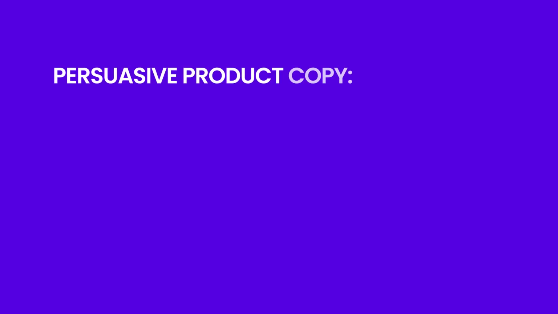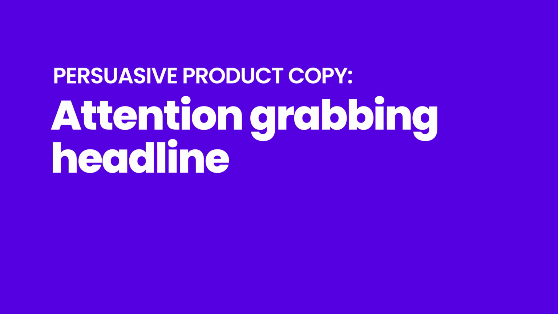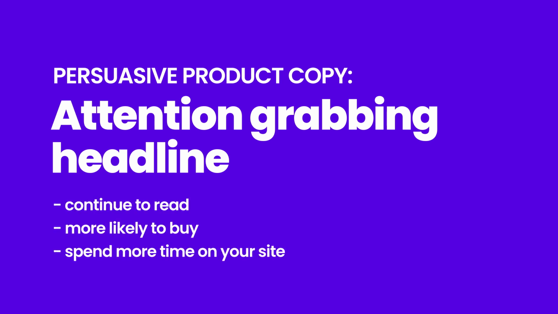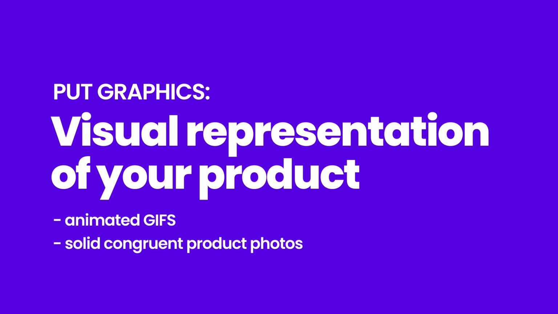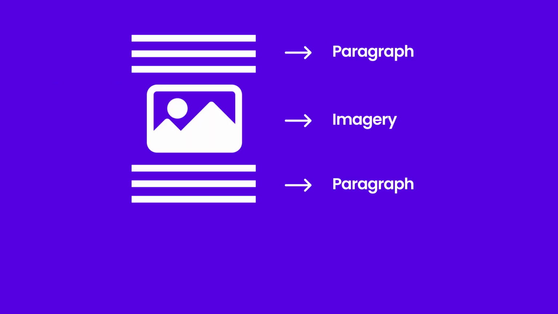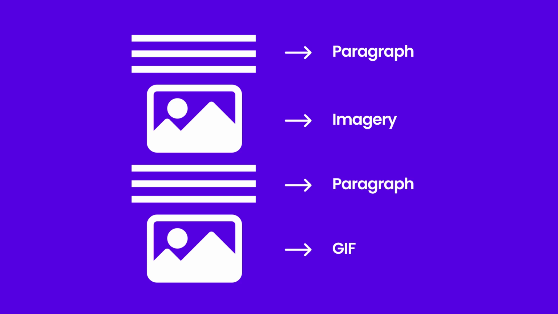So for persuasive product copy, you want an attention-grabbing headline, which is going to get people to continue to read, more likely to buy because they've spent more time on your site. Then you want to put graphics, the visual representation of what the product does, so a GIF for this is a great move. And then you want solid, congruent product photos. Split this up in a neat format: paragraph, imagery, paragraph, GIF, etc.